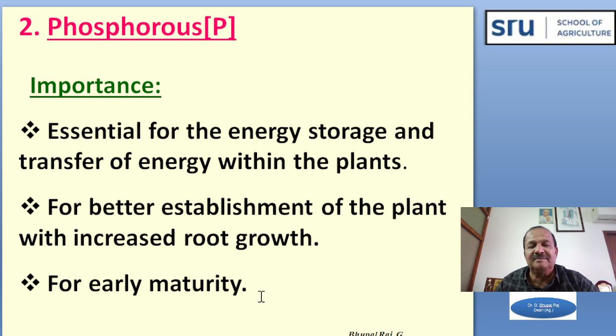So phosphorus is the main essential element for the establishment of root growth. If phosphorus is sufficient, then root growth will be very good. When root growth is very effective, it absorbs more water through the roots and more nutrients from the soil. So better root growth is required for the plant to grow well, taking moisture and nutrients from the soil. For that establishment of root growth, phosphorus is very much essential.